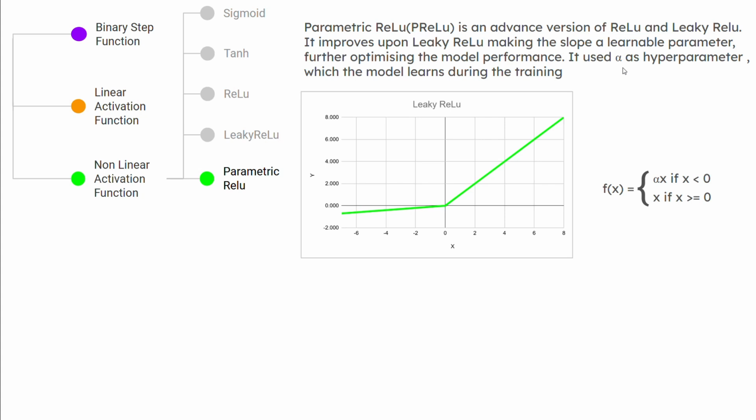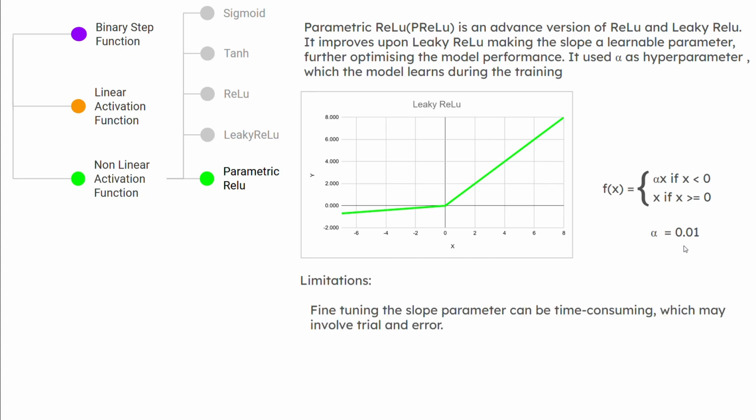So here the formula is: if it is less than 0, alpha x. But what is the value of alpha? Alpha is 0.01, but this is trainable. What is the limitation? The limitation is that fine tuning the slope parameter, deciding what value we should have, will take time. Is 1.1 giving a more accurate result, or is it 0.01 or 0.0001? So this trial and error we have to do, and that will take more time.